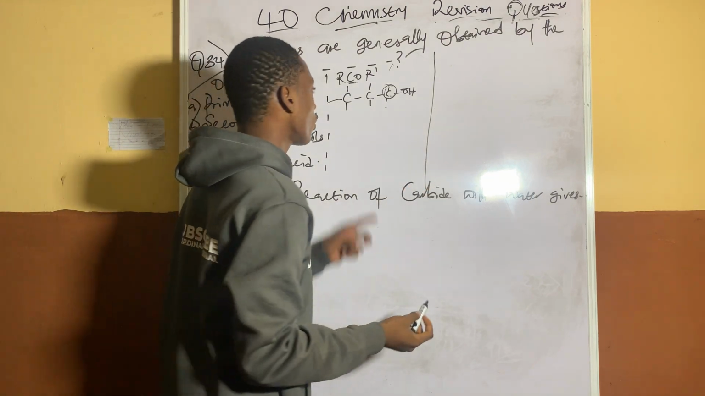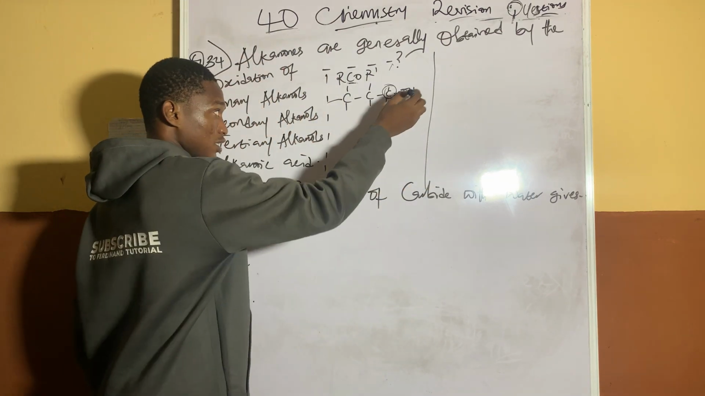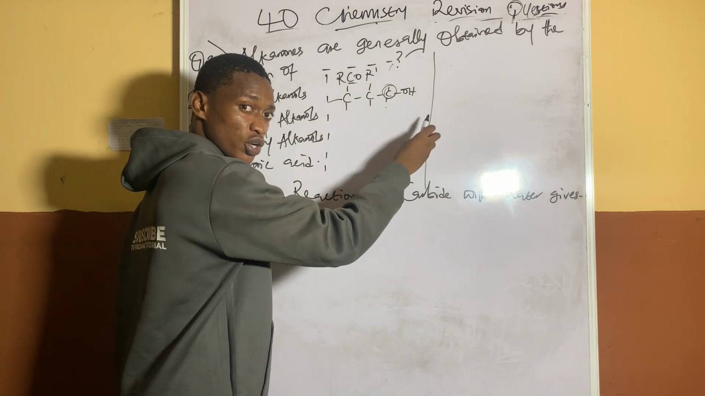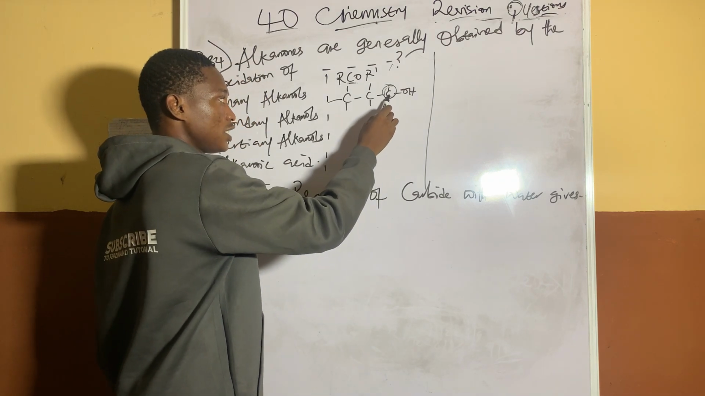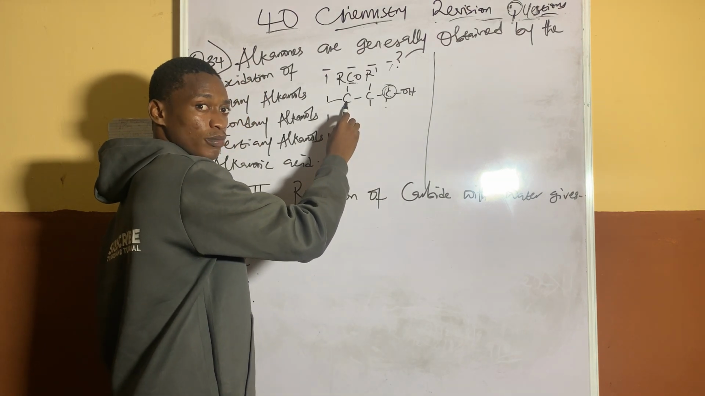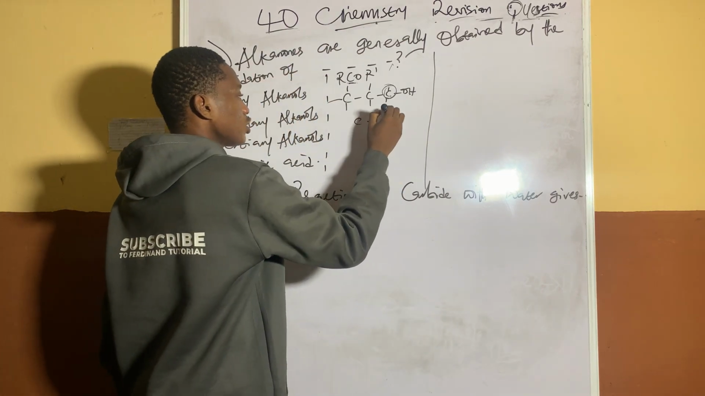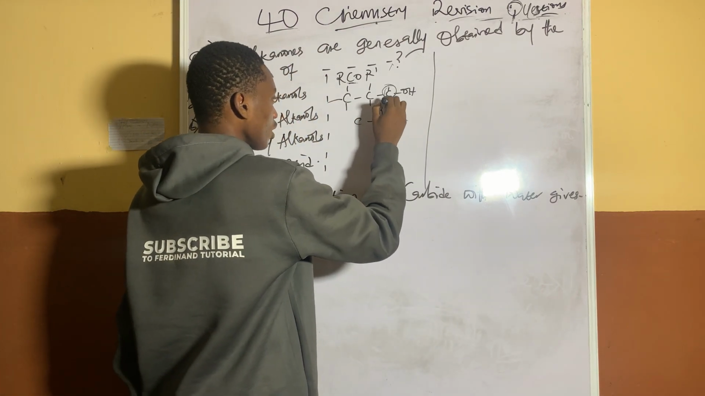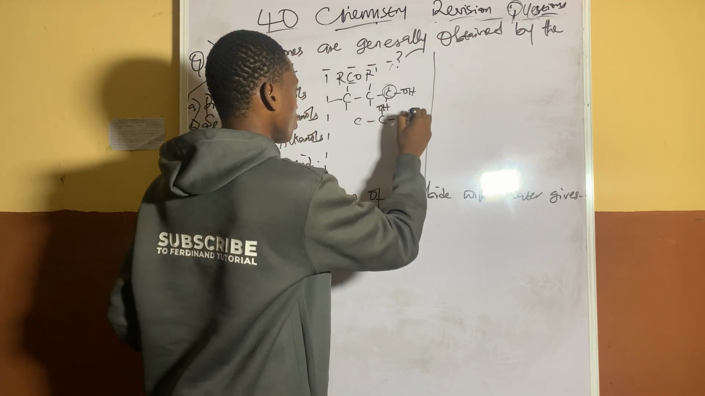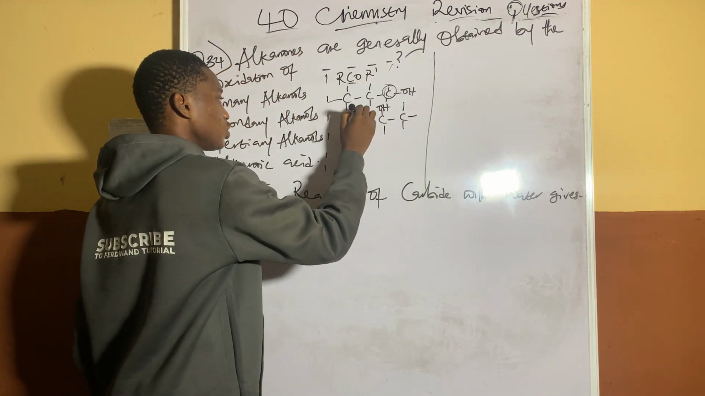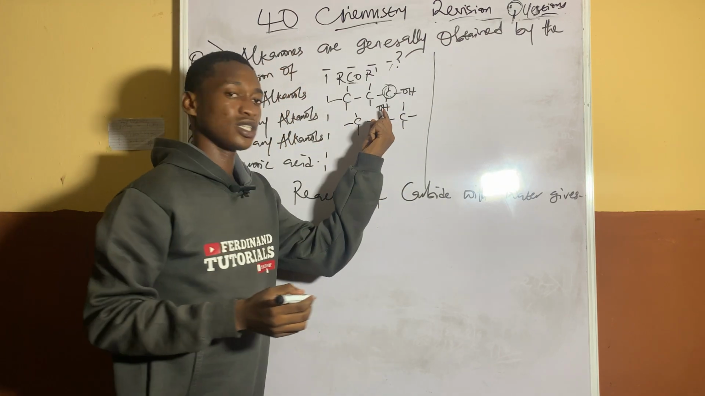Now we have secondary alcohols. This is an example of a primary alcohol. When the OH is attached to what? Primary carbon atom. This is a primary carbon atom. So when we're talking about secondary alcohol, something like this, and then I have substituents. This is an example of a secondary alcohol.